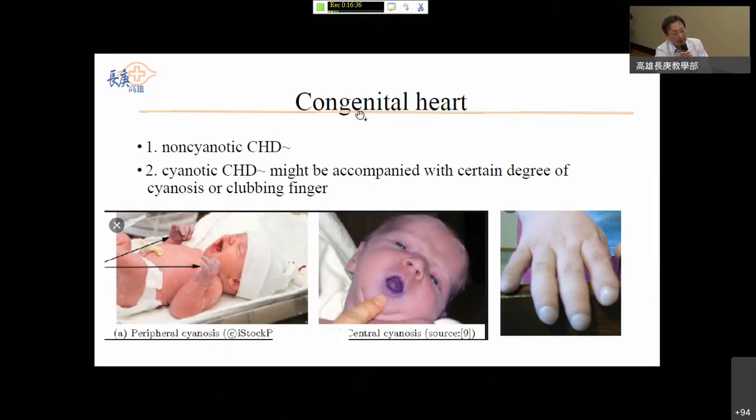And for cyanotic heart disease, there is also a chance of finding clubbing fingers. What we mean by clubbing finger is, everybody can see these pictures. So the class noted they have some difference. Look at their fingernail and their fingertip. And look at your fingernail and your fingertip. It's different, right? Because it tends to be like a drumstick of this fingernail. This is what we call a clubbing finger.